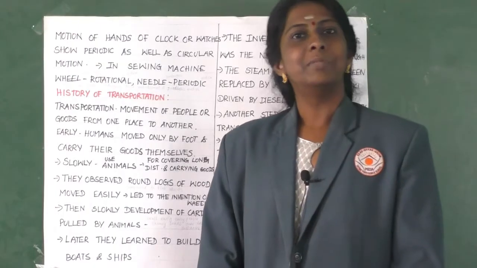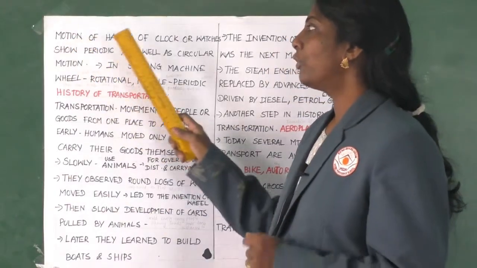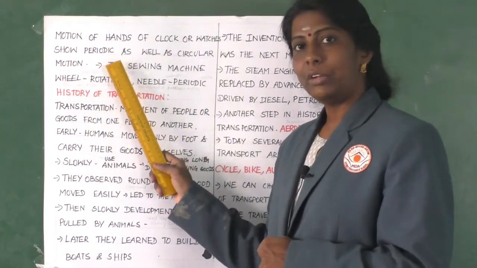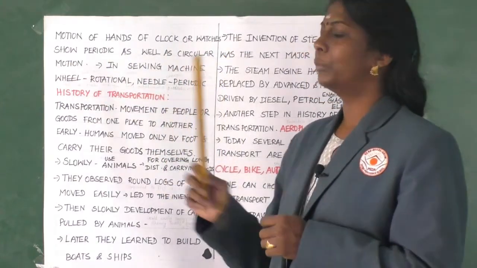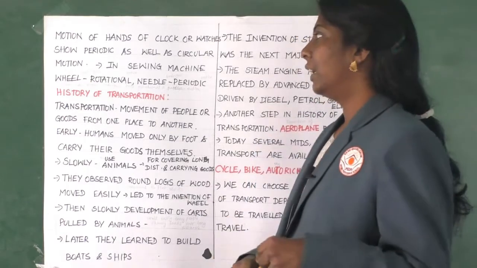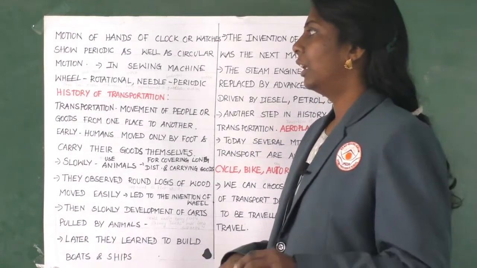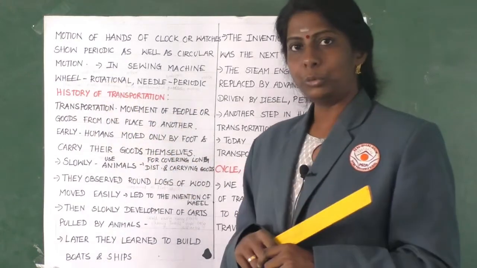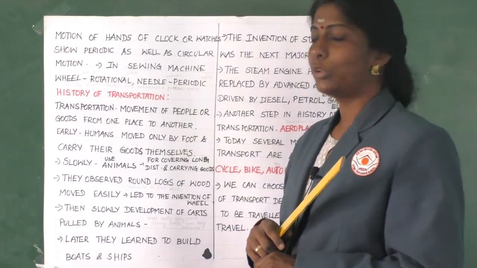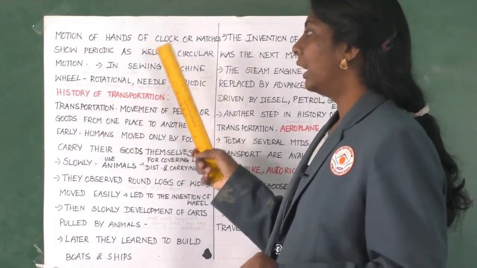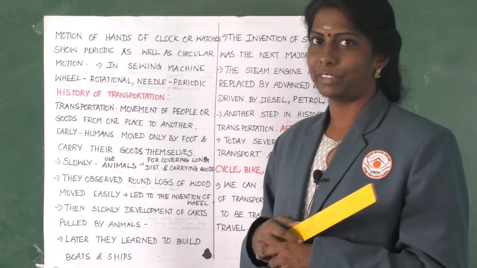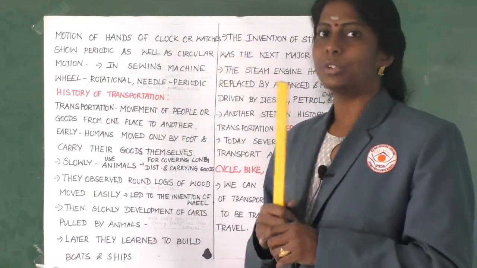Now, in general, the motion of the hands of a clock or watch shows periodic as well as circular motion. Sometimes both are applicable. Like in a sewing machine, the wheel undergoes rotational motion, and the needle undergoes periodic motion. So in total, the sewing machine undergoes both rotational and periodic motion.